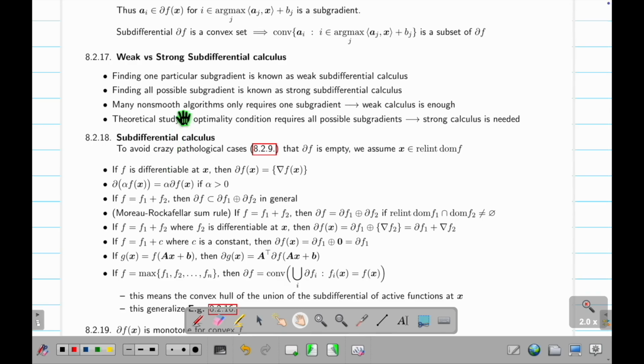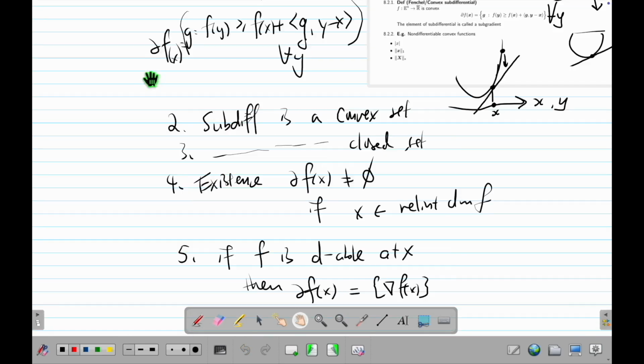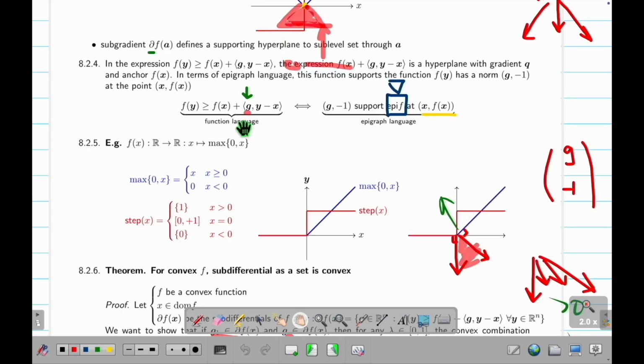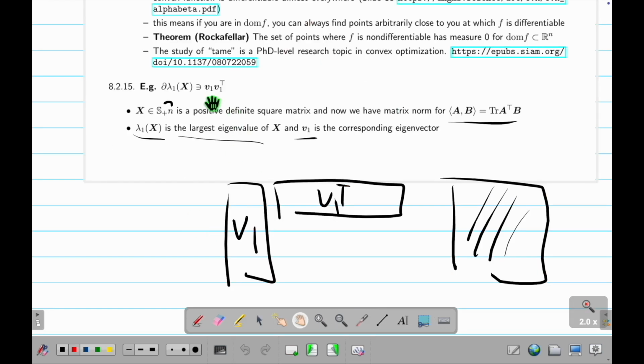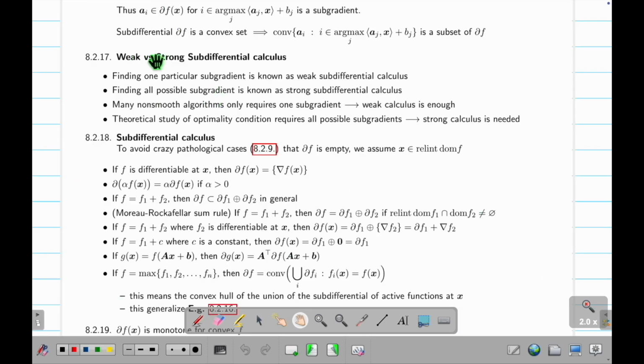And now I have two different things, because we have a set of G. So if you do the calculation, this example, I give you the whole G. These are all the G. This is called strong subgradient calculus. This example, I give you one G. So this is not strong, this is weak. Weak means you find one particular subgradient. Strong means you find all the possible subgradients. For an optimization algorithm, you only need one subgradient, so weak is enough. But if you talk about the optimality condition, you need to show that my F is the best among all the possible subgradients, then you need strong.